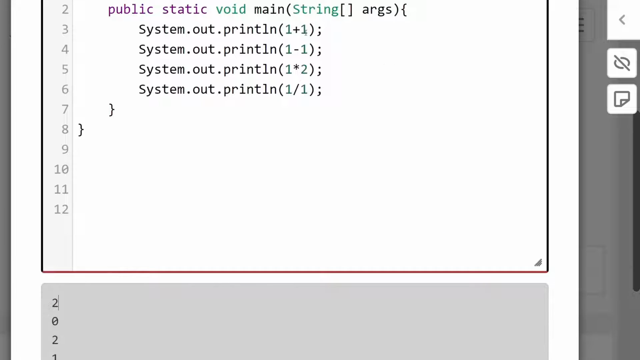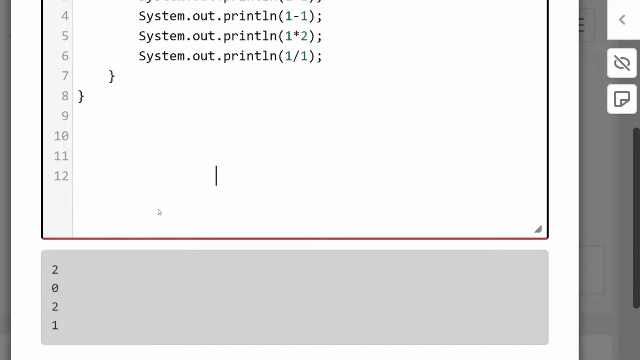So as you can see, 1 plus 1 equals 2, 1 minus 1 equals 0, 1 asterisk 2 is the exact same thing as 1 multiplied by 2 in the coding world, and the answer to that is 2. And then 1 forward slash 1 is the same thing as 1 divided by 1, and the answer to that is just 1.